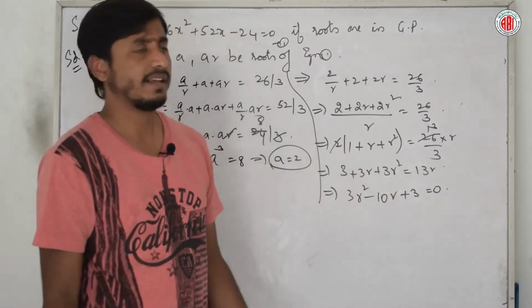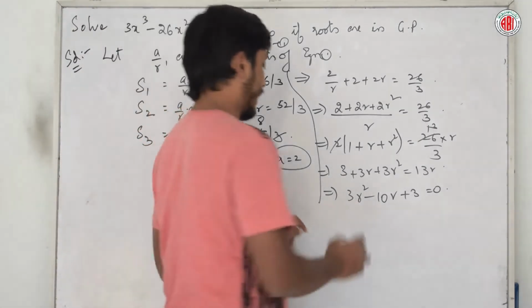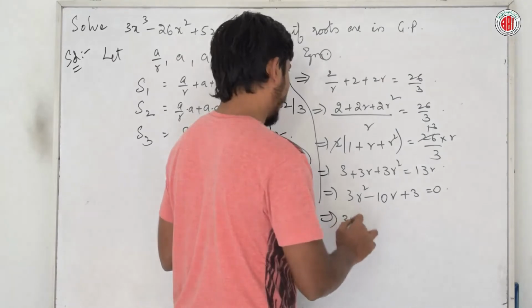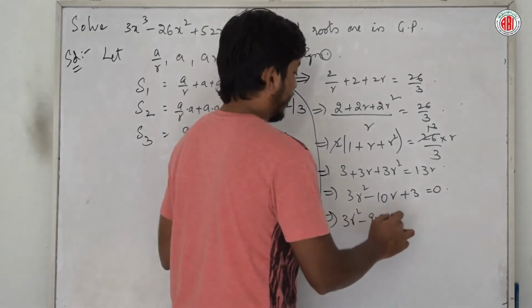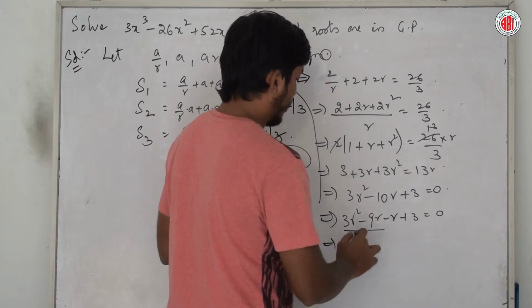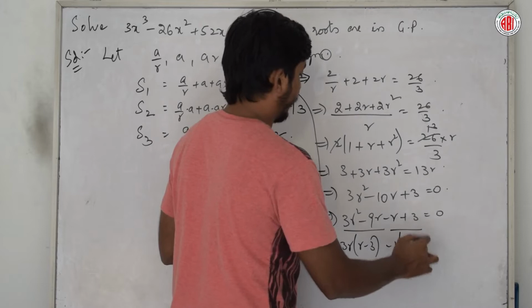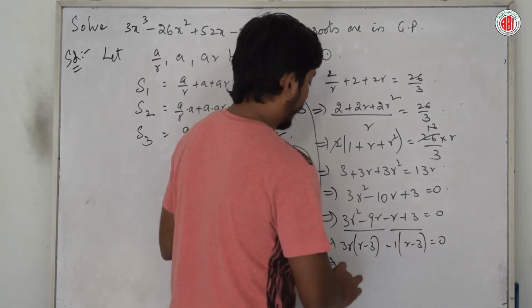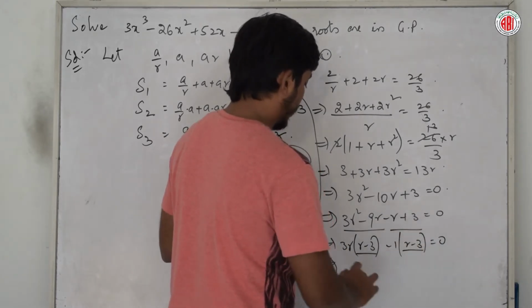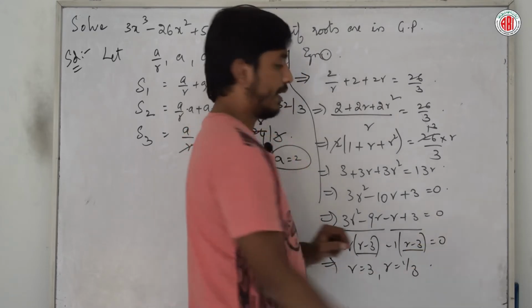Now can I solve it? Factorize it. 3 3s are 9, 9 1s is 10. So if I factorize this will be minus 9r minus r plus 3 equal to 0. If I take 3r common, I will be left with r minus 3. If I take minus 1 common, I will be left with r minus 3. So the values of r is 3 and one more r is 1 by 3.